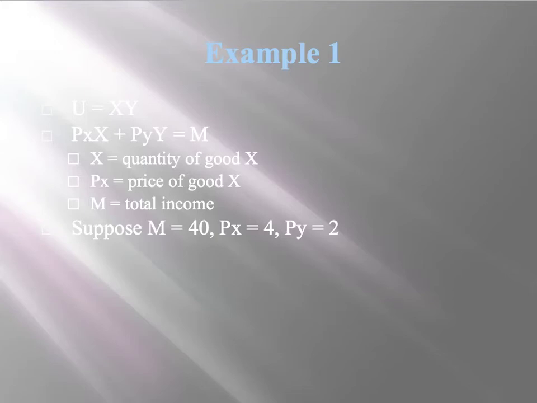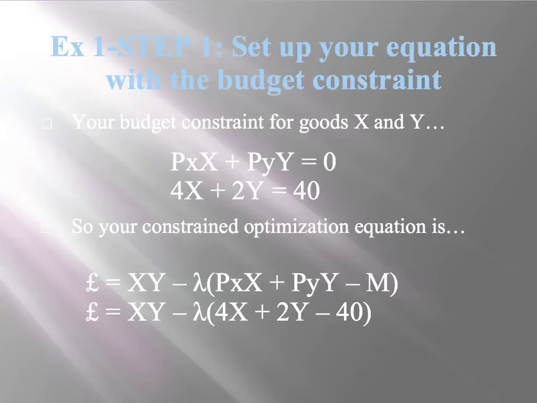And then you can see P_x is the price of x, x is the quantity of good x, and then P subscript y would be the price of y, and then y would be the quantity of y. So in this case, if the price of y was 2 and the price of x is 4, and your total income is 40, you would have 4x plus 2y equals 40 as your budget constraint equation.